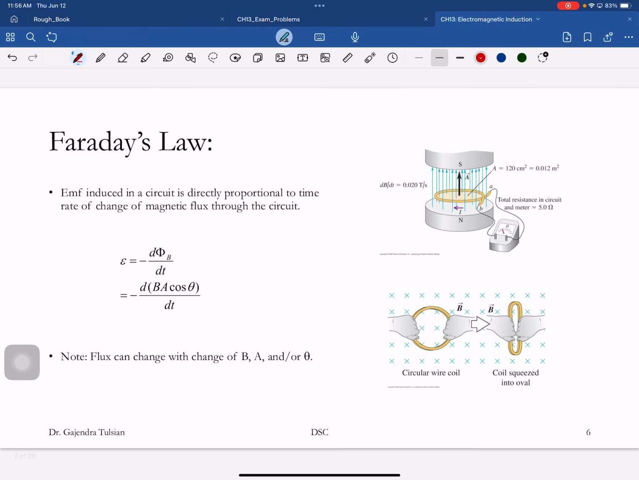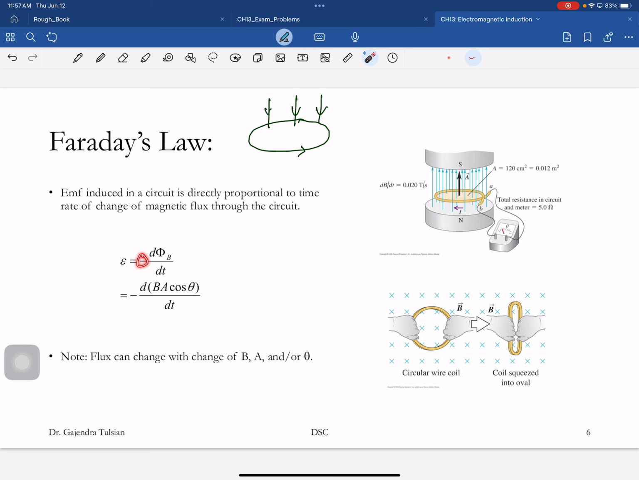So the EMF induced around the loop is negative of the rate of change of the magnetic flux through the loop. Okay? So what he's saying is, here is the loop. The EMF induced around this loop is equal to negative of the rate of change of flux through that loop. So if the flux through that loop is changing, the EMF induced will be equal to that. This is Faraday's law. Okay?